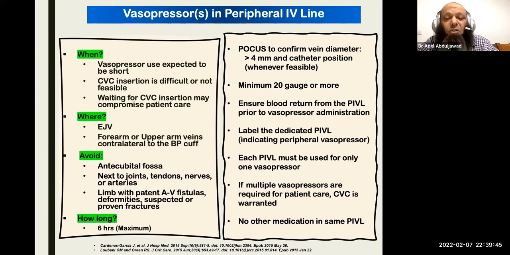Each peripheral line should be used only for one vasopressor. And if multiple vasopressors are required for patient care, of course, a central line is mandated. And no other medication should be used in the peripheral line until you get the central line.